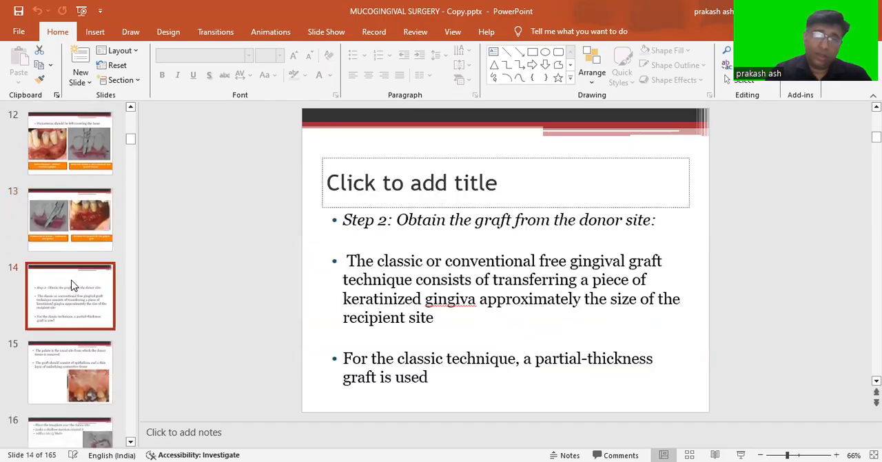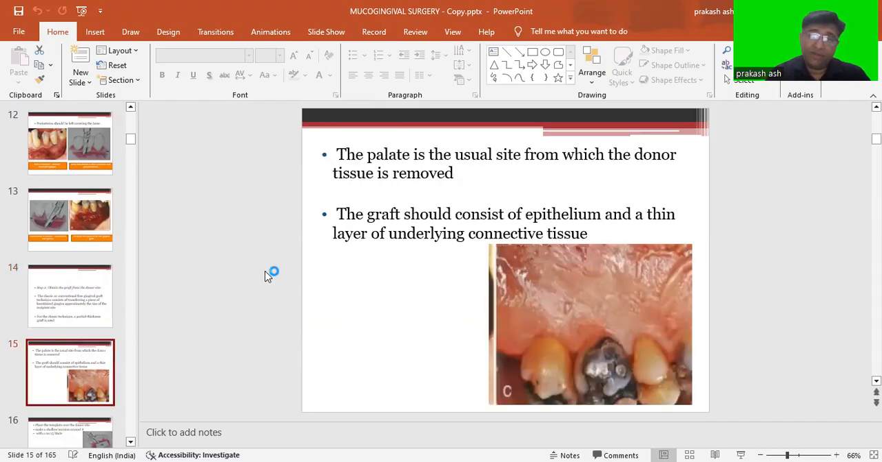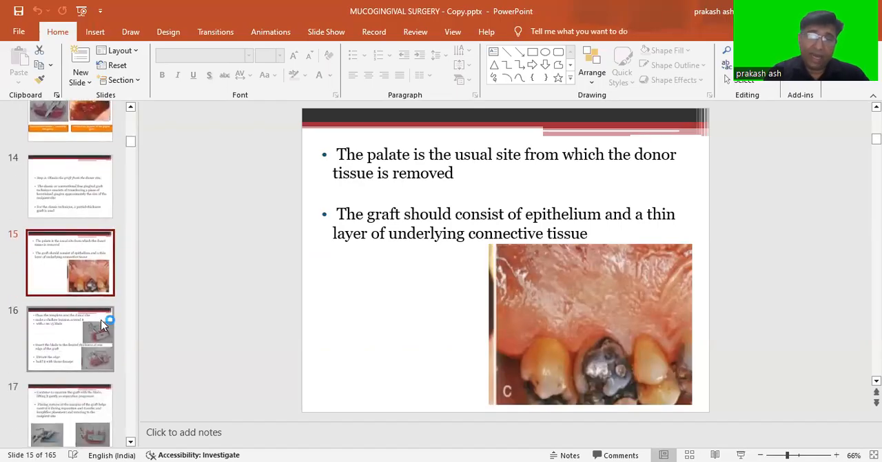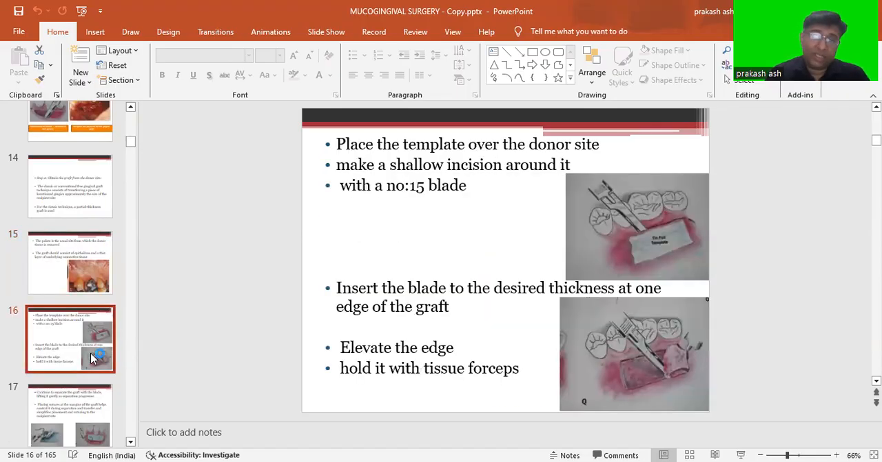The second step is to obtain the graft from the donor site. The classic or conventional free gingival graft technique consists of transferring a piece of keratinized gingiva approximately the size of the recipient site. For the classic technique, a partial thickness graft is always used. Now, the palate is the usual site from which the donor tissue is removed. The graft should consist of epithelium and a thin layer of underlying connective tissue. Now, place the template over the donor site.